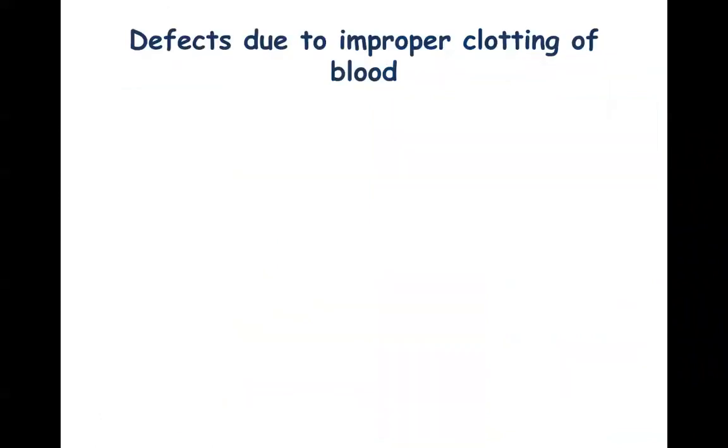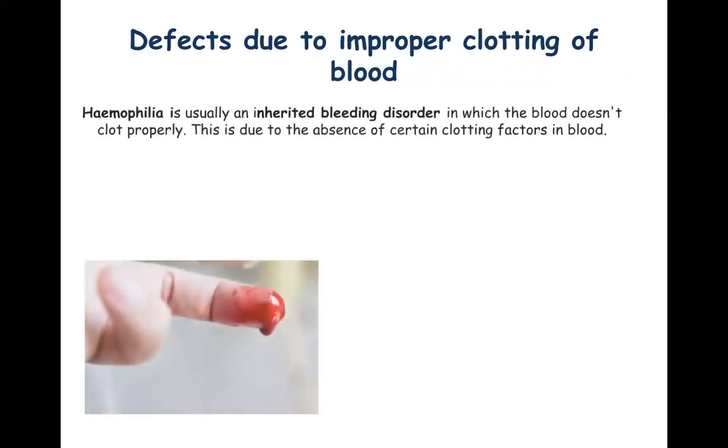Now, there are two defects due to improper clotting of blood. The first defect is called hemophilia. In case of hemophilia, blood loss keeps on taking place. Even from a minor injury, the blood does not clot, or it clots improperly. This is basically due to absence of clotting factors in blood. It is a hereditary disease. That means it is inherited. It runs in families, and it is located on the genes of an individual. So it is one disease due to improper clotting of blood.